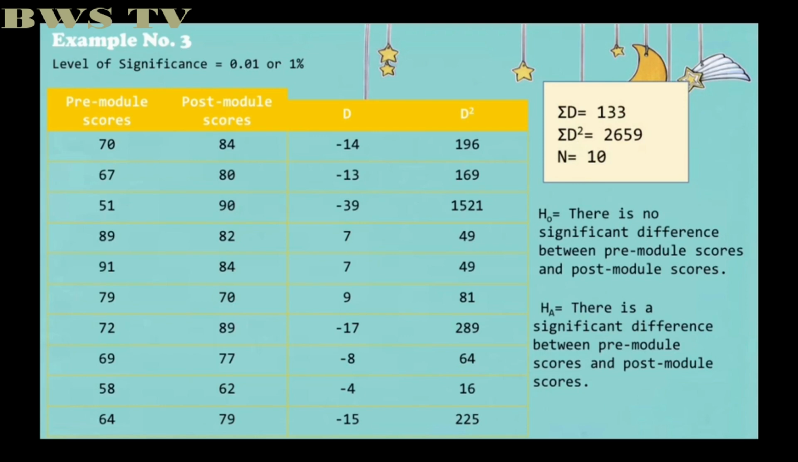We have to subtract pre-module scores from post-module scores, for example 70 from 84, and to find D squared, we have to find the square of negative 14, which is 196. The summation of D is 133, while the summation of D squared is 2659, and the N is 10.